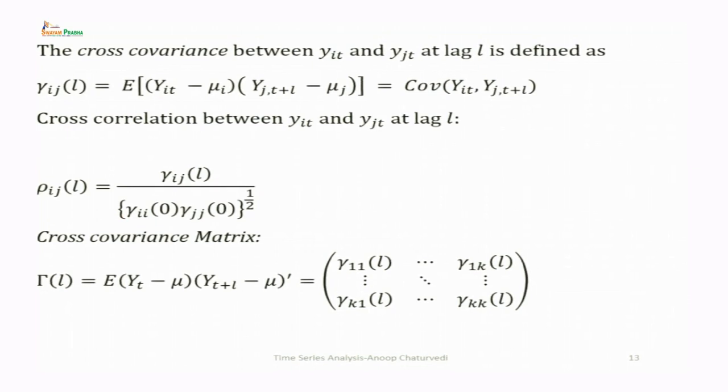And then, using cross covariances, you may define the cross covariance matrix. Gamma(L) is equal to the expectation of (y_t minus mu)(y_t+L minus mu) transpose. So, this is equal to the matrix with rows gamma_11(L), gamma_12(L), and so on up to gamma_1k(L), and so on, down to gamma_k1(L), gamma_k2(L), and so on up to gamma_kk(L). So, this capital Gamma(L) is the cross covariance matrix.